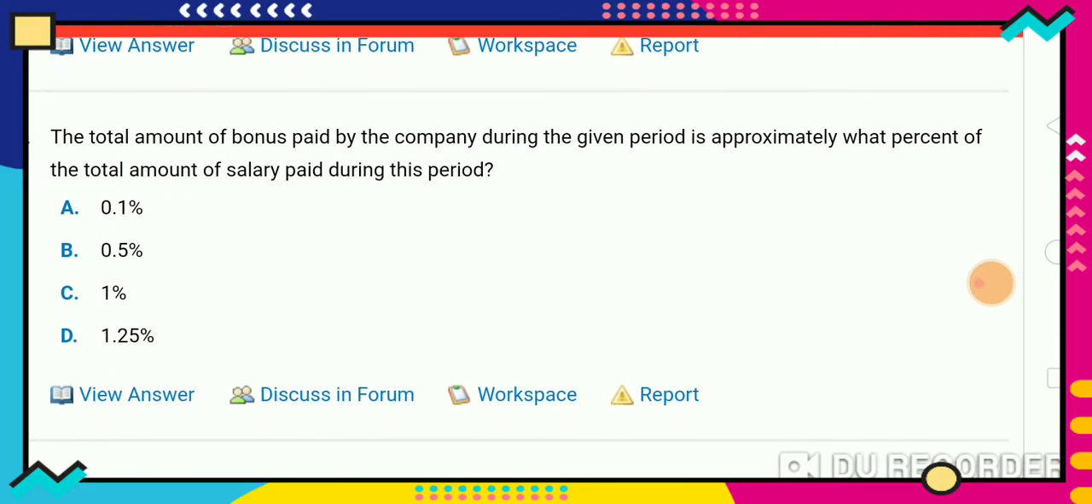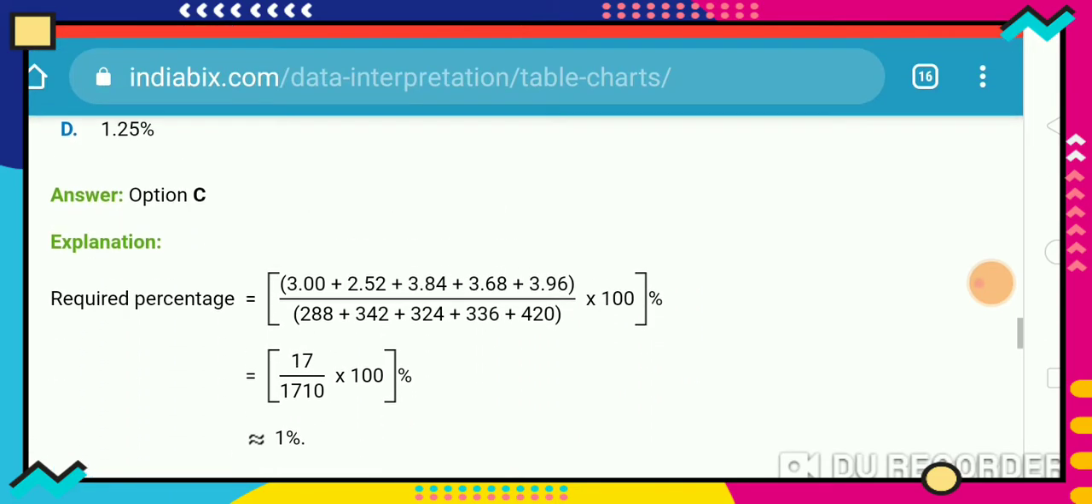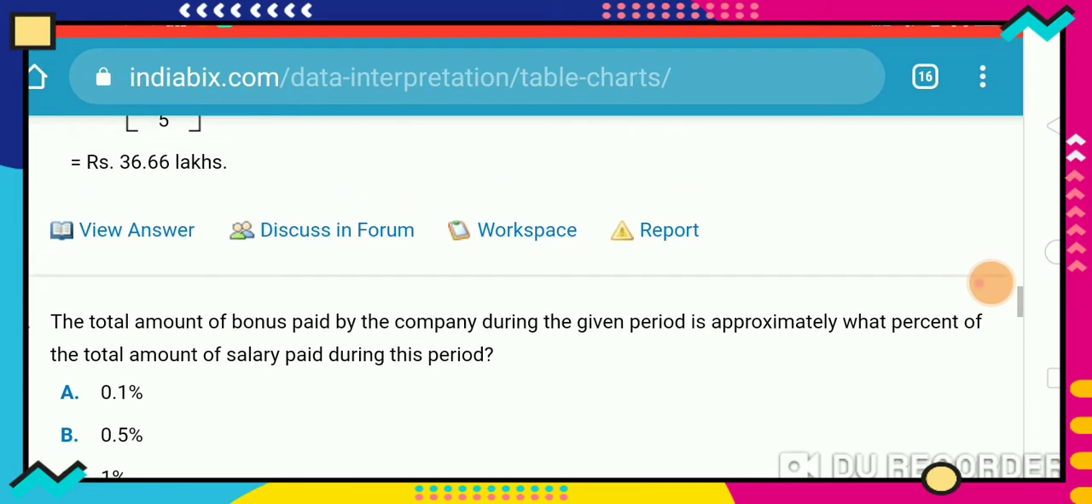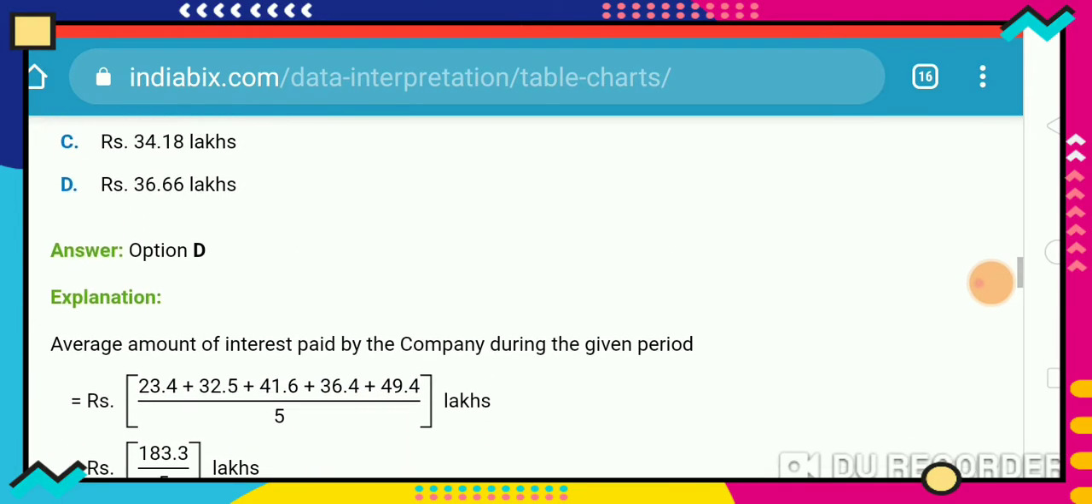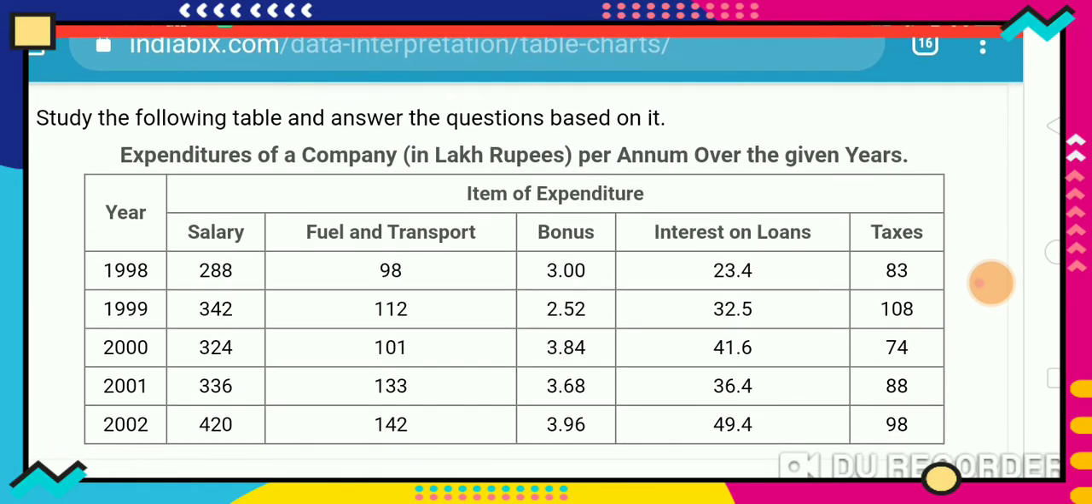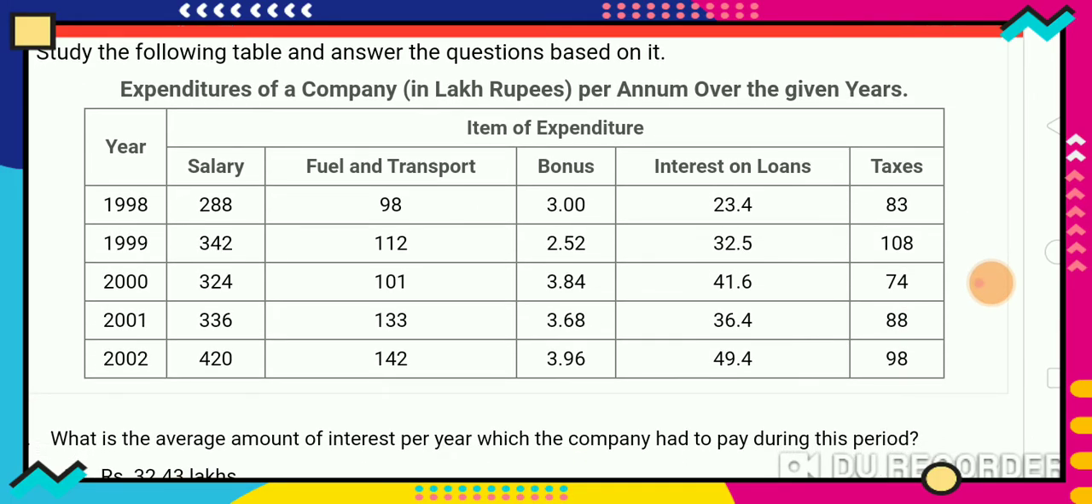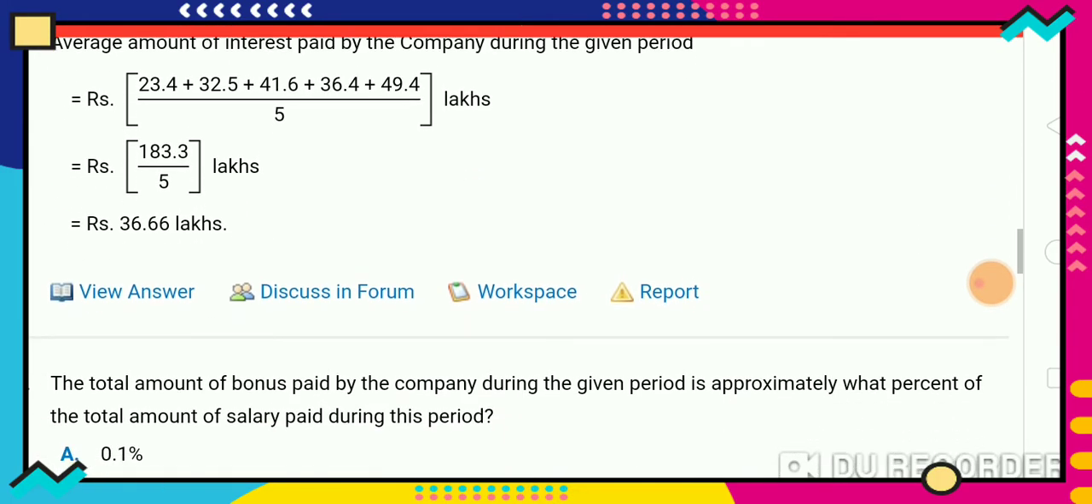Second question: the total amount of bonus paid by the company during this given period is approximately what percent of the total amount of salary during this period? I told you before, guys, total means you should add all the things, and percentage means you should multiply by 100. Let's check the answer. First we are adding the bonus paid by the company during the years. There is a column for bonus, guys. We are adding that bonus.